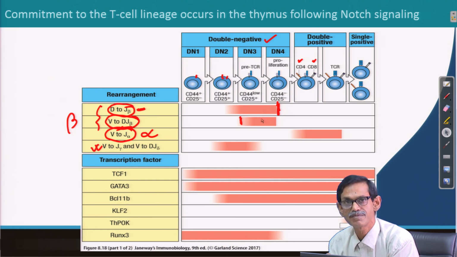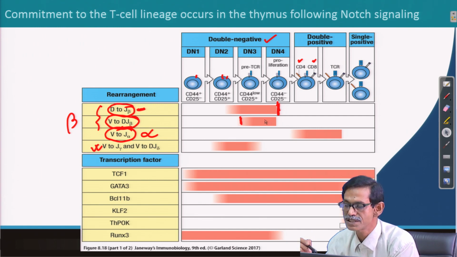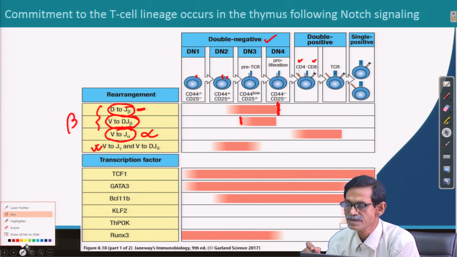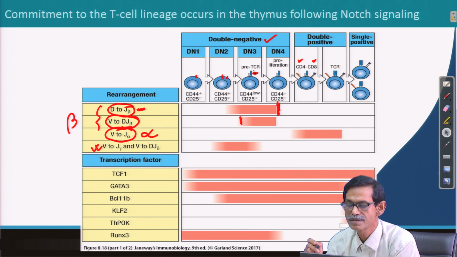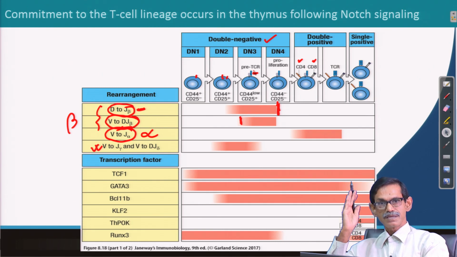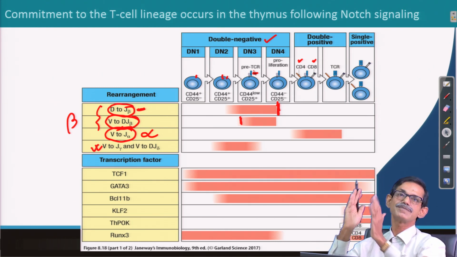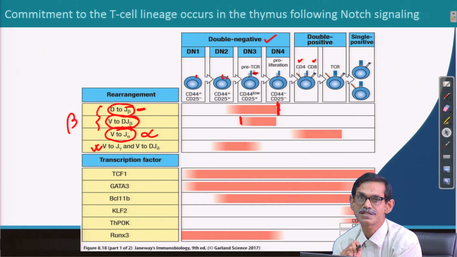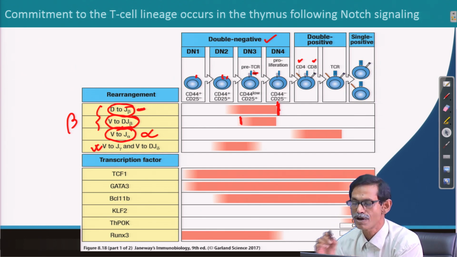So, when DJ and VDJ recombination is complete, that means what? Our beta chain is complete. You see this TCR beta chain, the blue one, is already completed. But the beta chain alone cannot stand alone; it needs some support. That support is given by a temporary light chain. It is synthesized temporarily; it is not going to last for long.